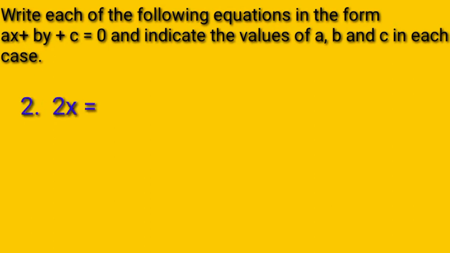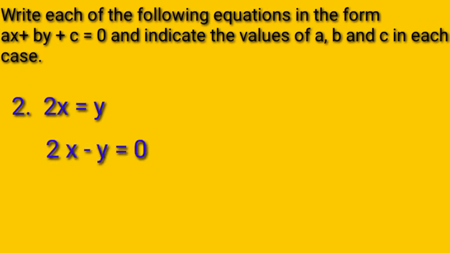2x is equal to y. Here also, first you have to change it to the standard form. So you have to take the y to the left side. So we get 2x minus y is equal to 0. Here only two terms are there. Then you have to find out a, b and c. Here what is a? Coefficient of x is a, so it is 2. Then b is the coefficient of y. Here the coefficient of y is minus 1. Then what about c? It is not there, so we can write c as 0. Okay. Then look at the next question.